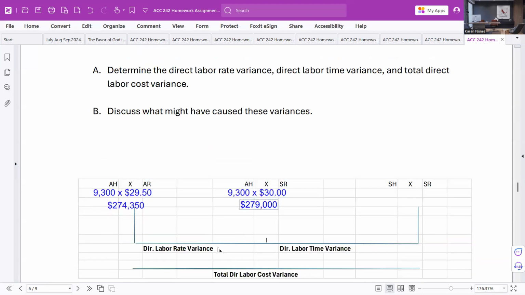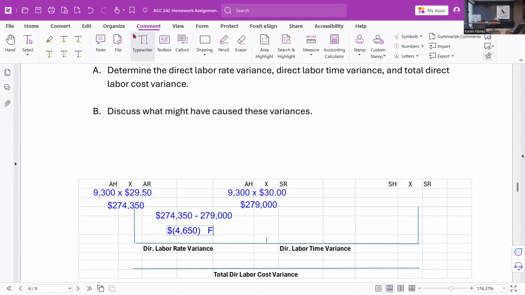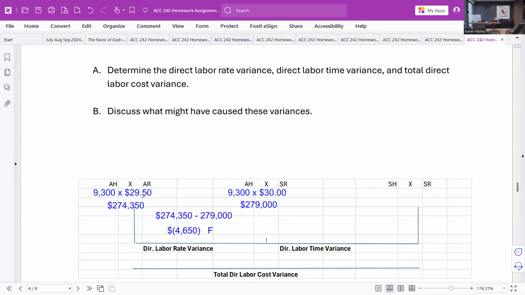And when we calculate this direct labor rate variance, this favorable direct labor rate variance, it's the 274,350 minus 279,000. We've got a rate variance of 4,650. And again, it's a negative variance because it's favorable. 4,650 favorable variance. So we can highlight the fact that that's favorable because they spent 50 cents less on the labor rate than the standard allows for. Hence, we have a favorable rate variance.